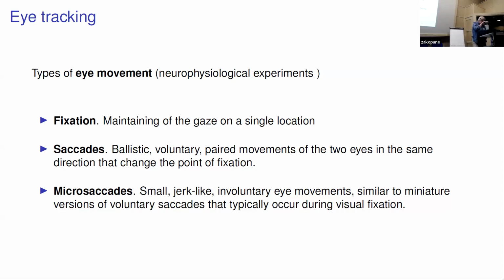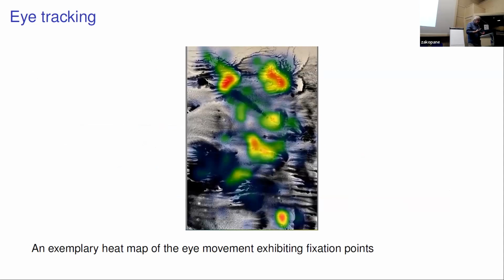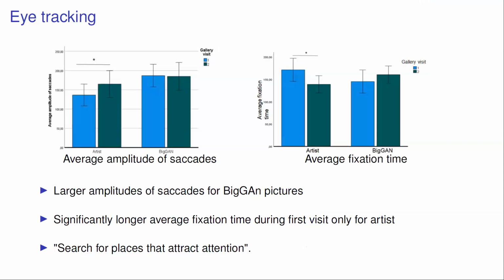There are also so-called microsaccades, because if you are focusing on something, nevertheless there is some quivering of the eyes. But what was important for us were fixations and saccades. This is some kind of heat map of the eye movement, where the colors correspond to the time of fixation at each point. You see that they gaze at these pictures for a very short time, several seconds, but you clearly see that the focus was concentrated on some particular points. This is an exemplary picture from the real exhibition, but we have it for all paintings.